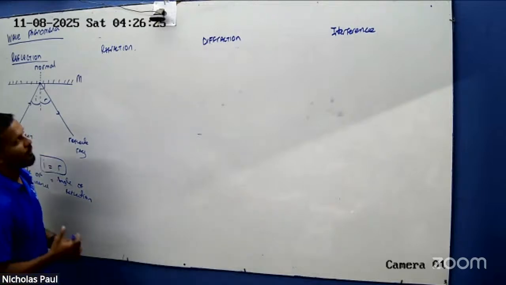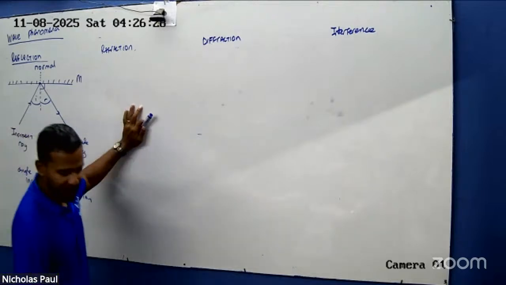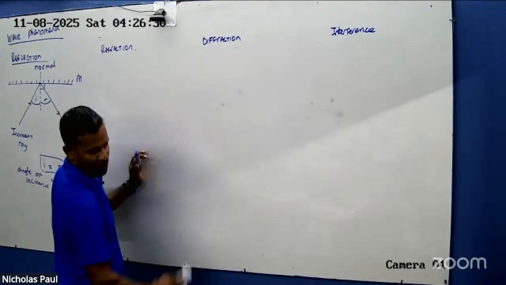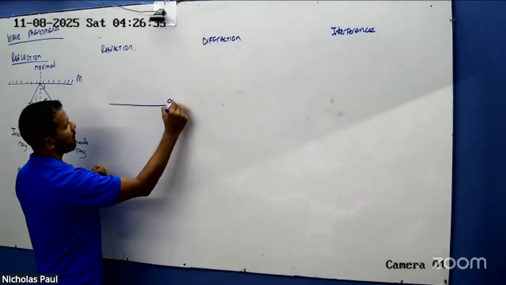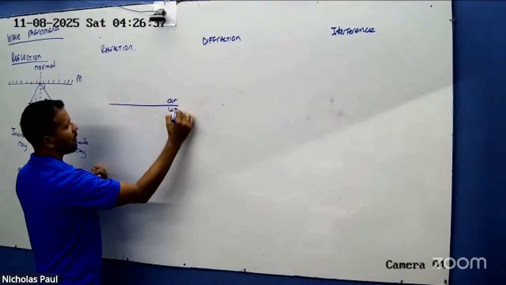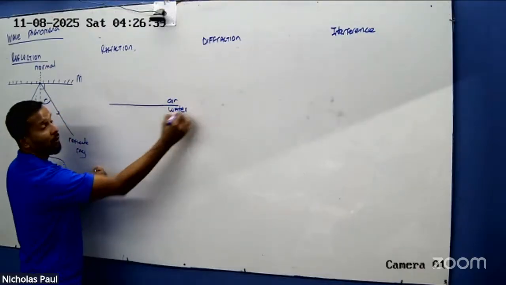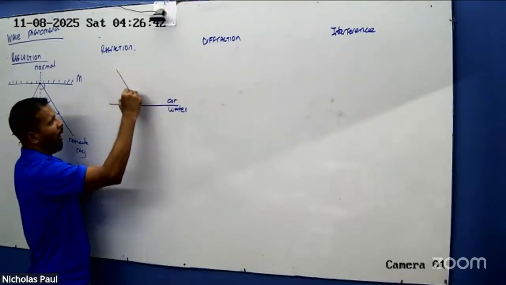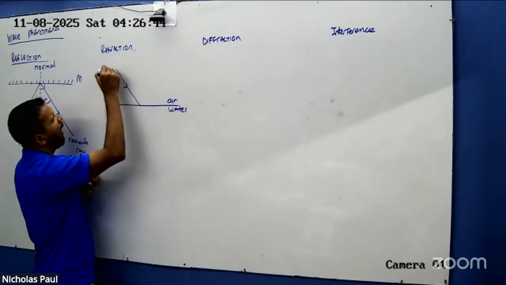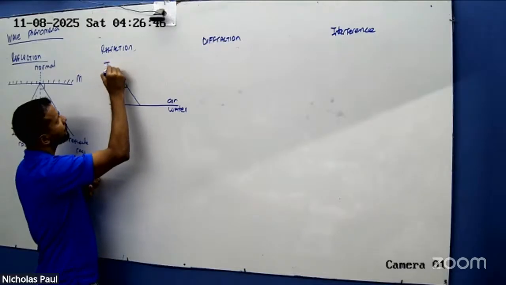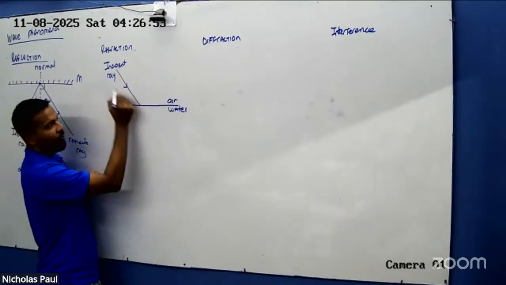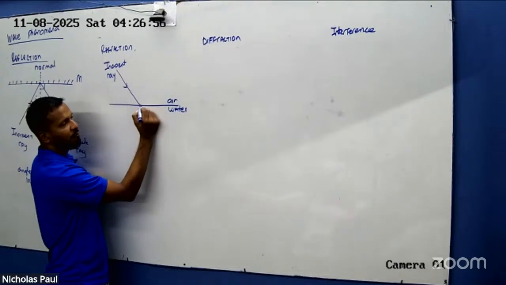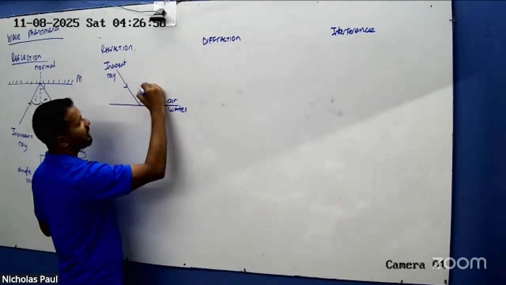Next one is refraction. This is one that we're gonna spend a lot of time on next week. Right. So if you look here, if we have an incident ray, here is the point of incidence. Here is your normal.